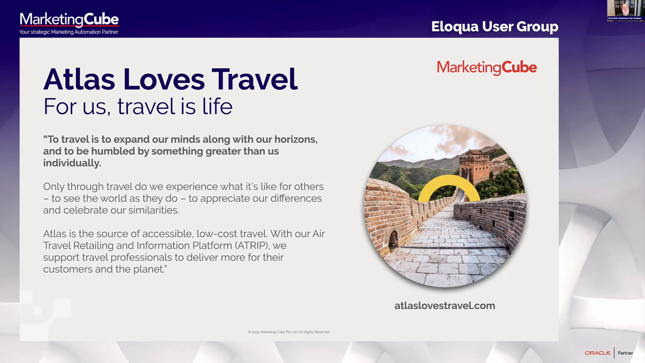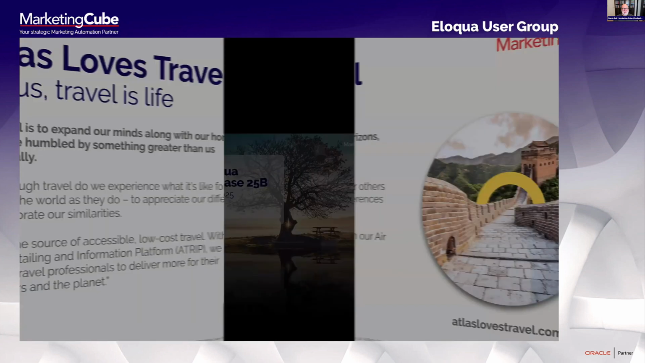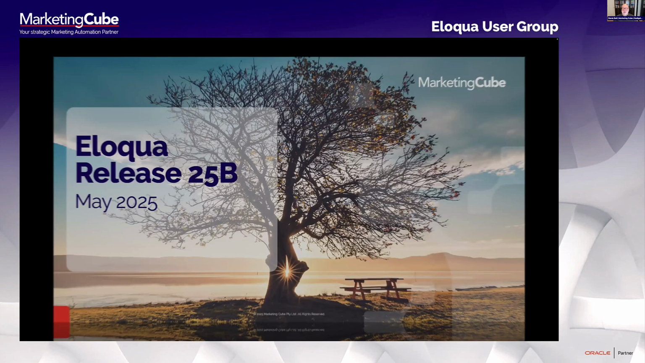So what Atlas Loves Travel does is they enable the travel agent to access all of those budget carriers through their platform in one easy location, versus having to go out to different airlines and check. So yeah, really interesting company in relation to what they're doing. And yeah, they're going gangbusters. So if you hear about them, say hi.